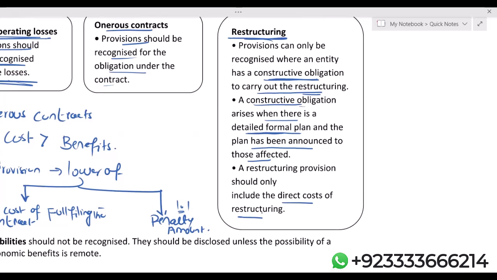Another point is, according to IAS 37, once, let's say, the organization has made a detailed formal plan and there has been an announcement to those who will be affected by the restructuring, then IAS 37 says make sure there should not be a significant delay in implementing the restructuring plan, because if there is a significant delay in implementing the restructuring plan, then again, according to IAS 37, you should not be making a provision for the restructuring.